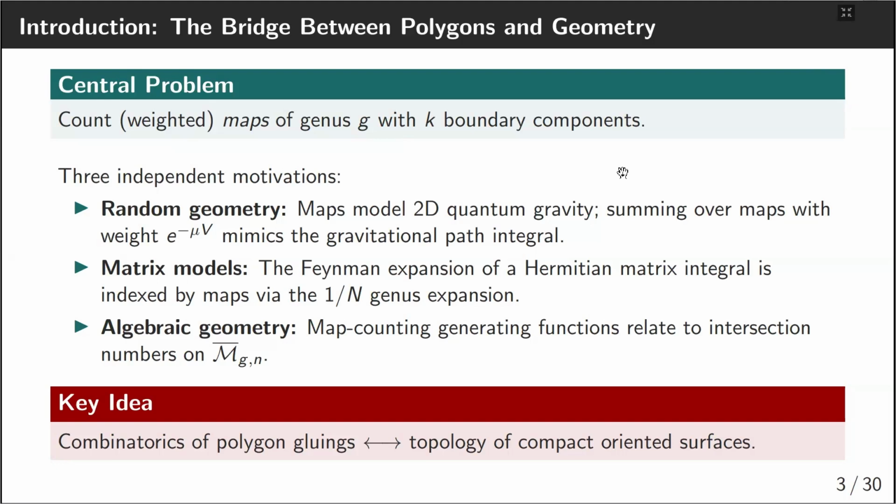And we have a matrix model. The Feynman expansion of a Hermitian matrix integral is indexed by maps via the 1 over N genus expansion. And in algebraic geometry, the map counting generating functions relate to the intersection numbers of the moduli space of curves. So we have a key idea: the combinatorics of polygon gluing is the topology of compact oriented surfaces.